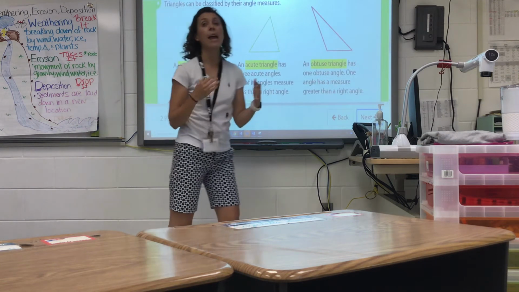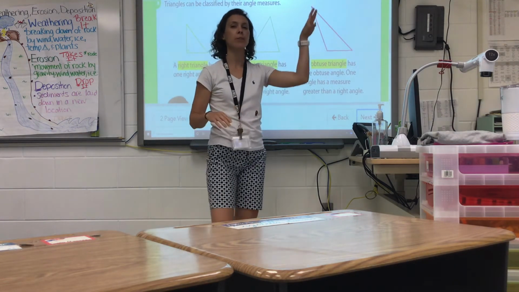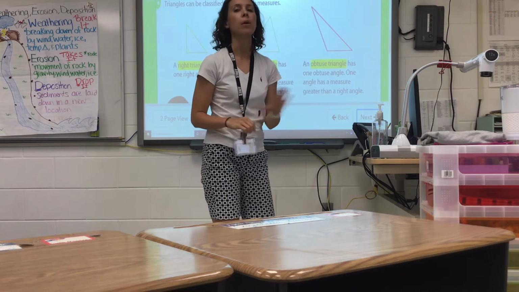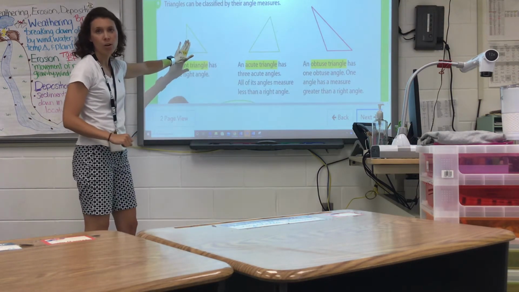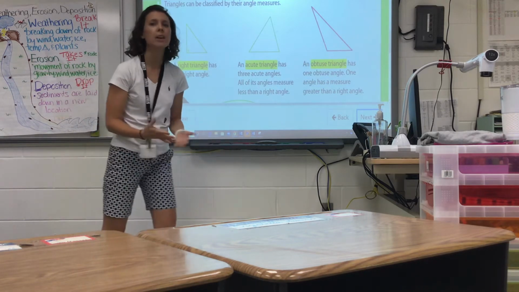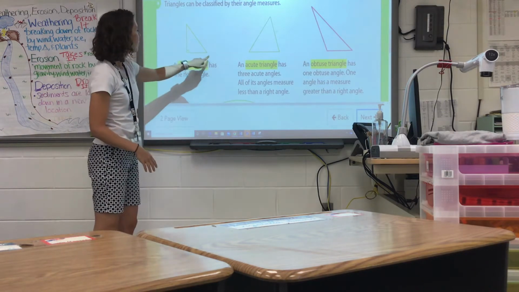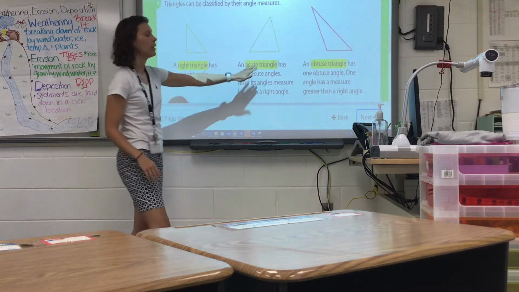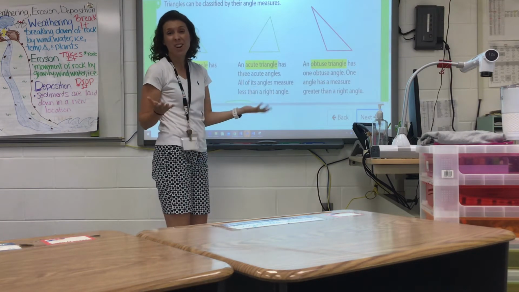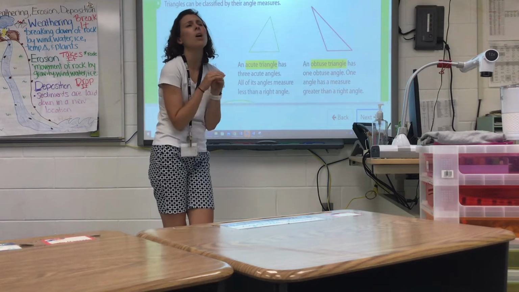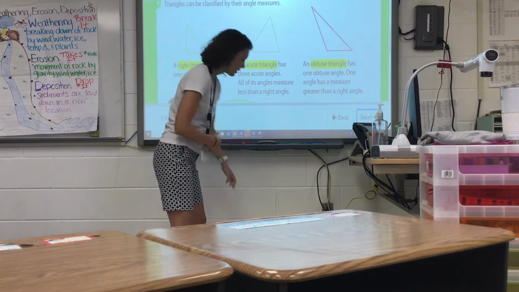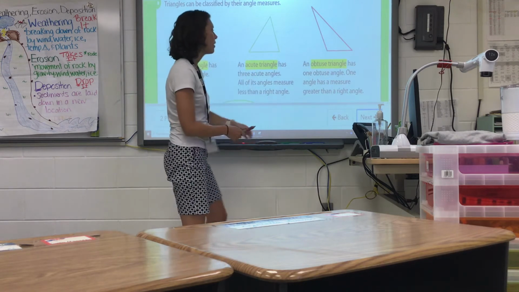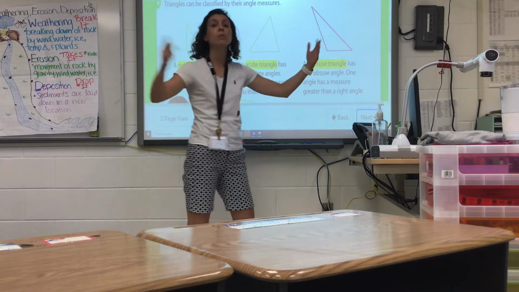Now we're talking about angles, okay? So we had three that we're talking about sides. Now we're talking about angles, all right? So here we have a right triangle. You guys should already know this, right? A right triangle has that perfect portion. An acute triangle, we already talked about this two days ago. So these are things that are smaller than a right triangle. And then an obtuse is really, really big.